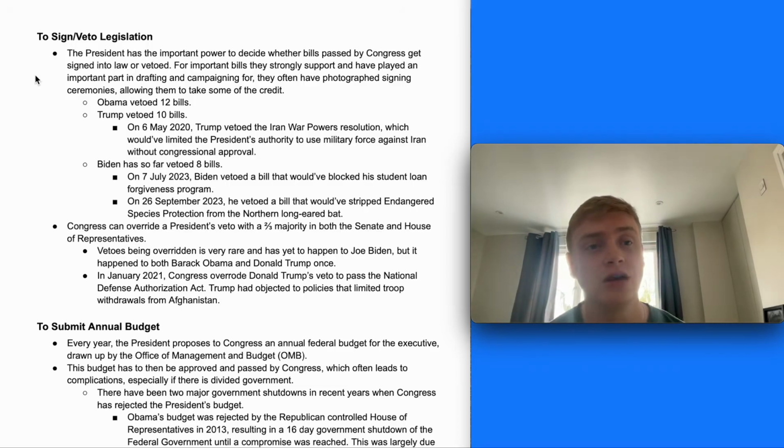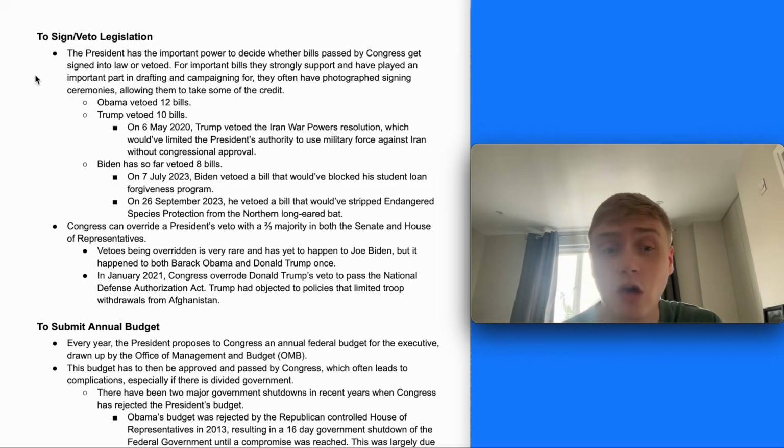Obama vetoed 12, Trump 10. In 2020, Trump vetoed the Iran War Powers Resolution, which would have limited the president's authority to use military force against Iran without congressional approval. Biden so far, maybe more now, has vetoed 8 bills. For example, a key one was a bill that would have blocked his student loan forgiveness program, while there's also a few less important ones.